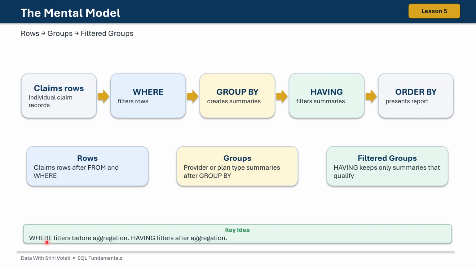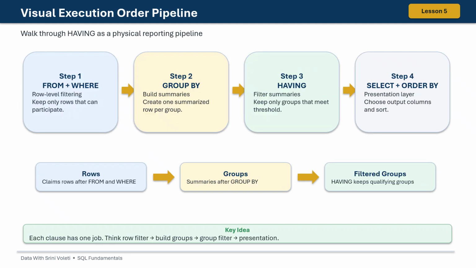Then, HAVING filters those provider summaries. This is where we can say keep only providers whose total claim amount is greater than $1,000. Finally, ORDER BY presents the final report in the order we want. The golden idea is: WHERE filters before aggregation, HAVING filters after aggregation. If learners remember this flow, HAVING becomes logical rather than confusing.